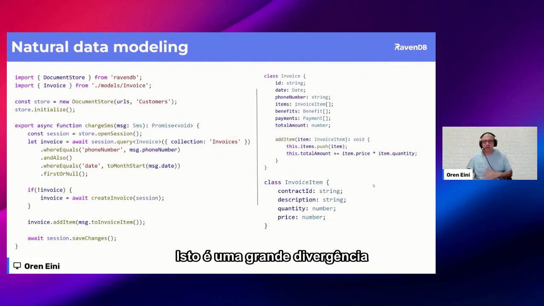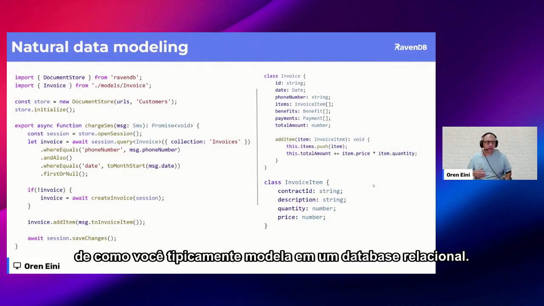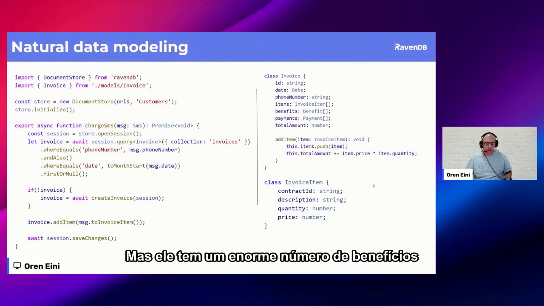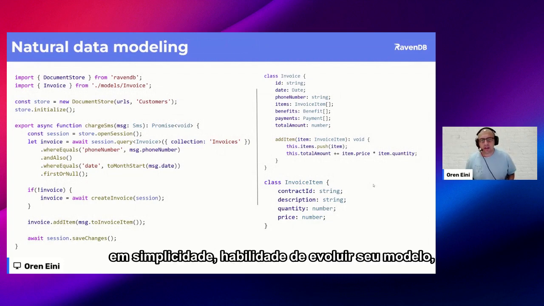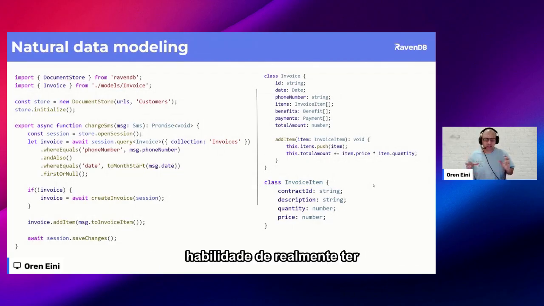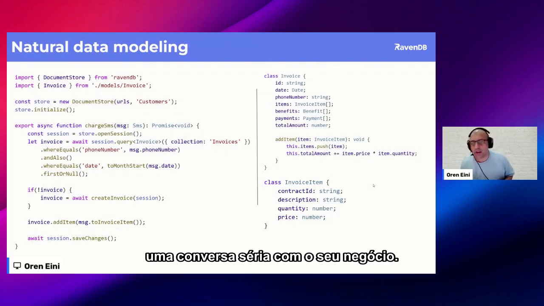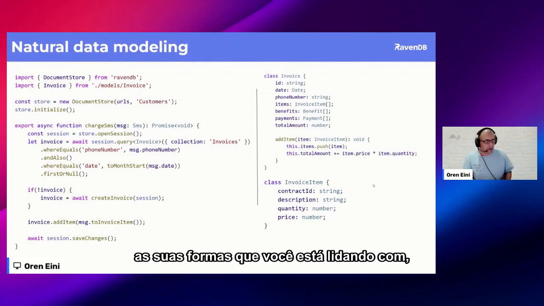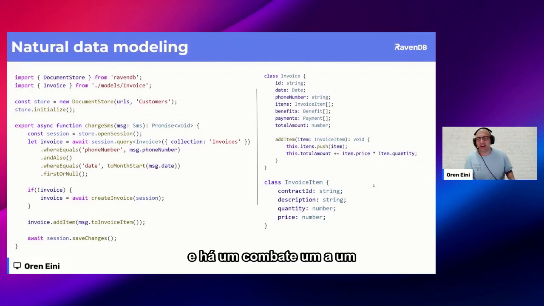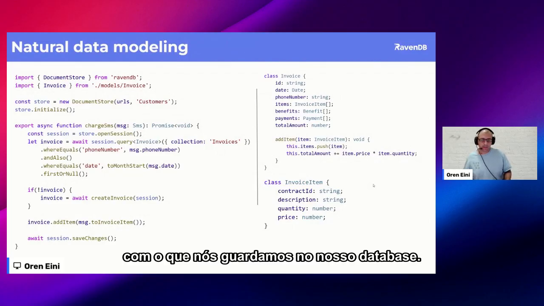This is a big divergence from how you typically model in a relational database. But it has a huge number of benefits in simplicity, ability to evolve your model, and ability to actually have a serious conversation with your business. Here are your documents, the forms that you're dealing with, and there is a one-to-one match to what we are storing in the database.